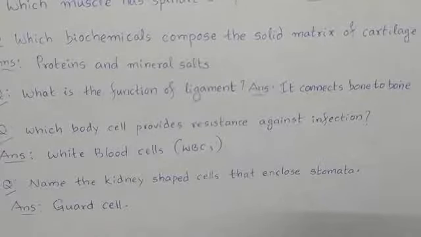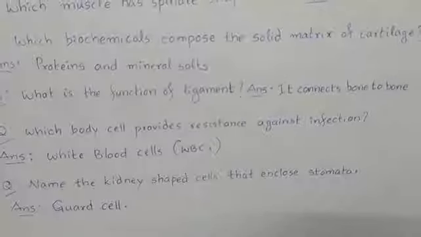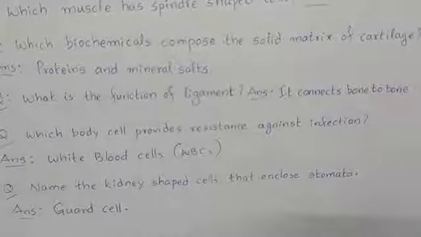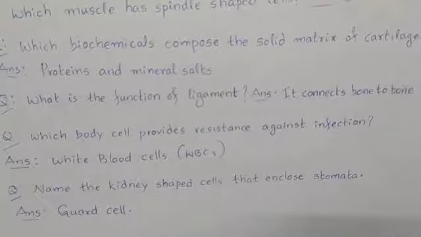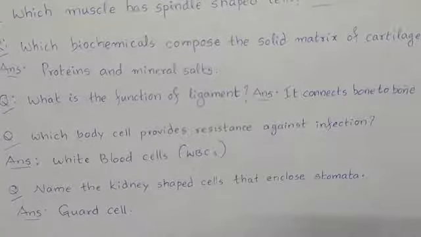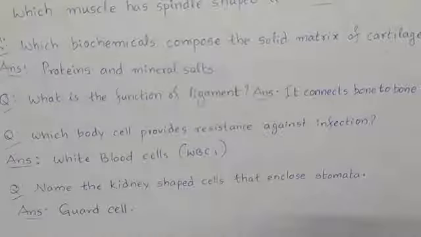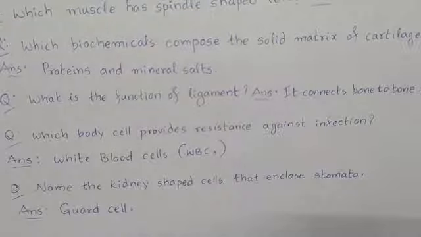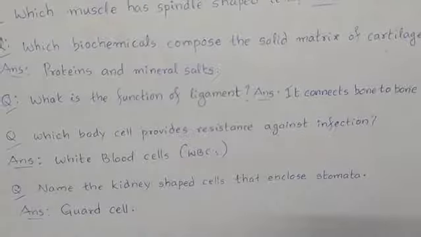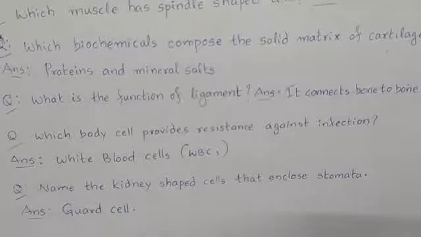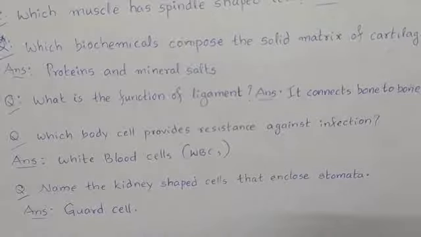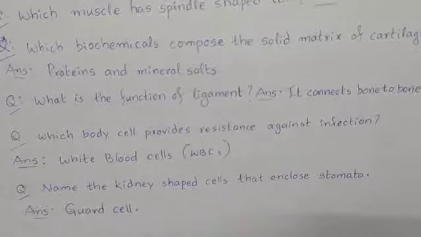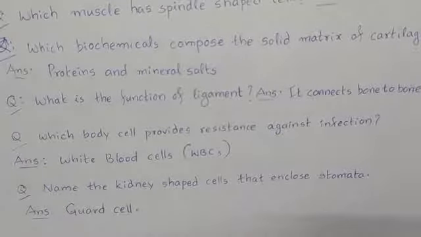What is the function of ligament? Ligament is a connective tissue that connects bone to bone. Which body cell provides resistance against infections? White blood cells, which are also called leukocytes. They engulf the foreign microorganisms that enter the bloodstream. Name the kidney-shaped cells that enclose stomata: guard cells.